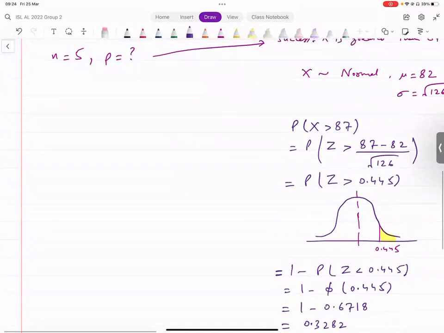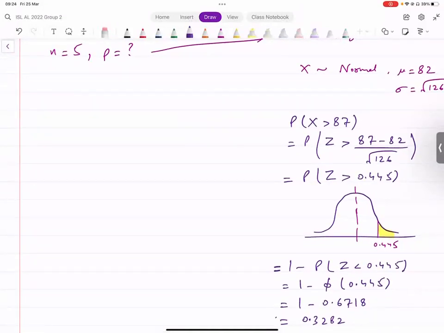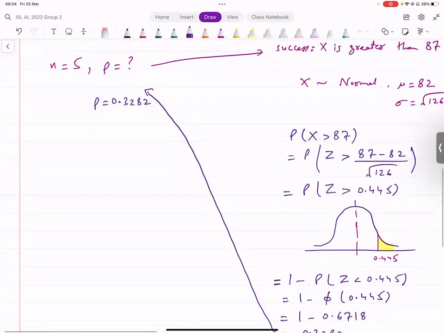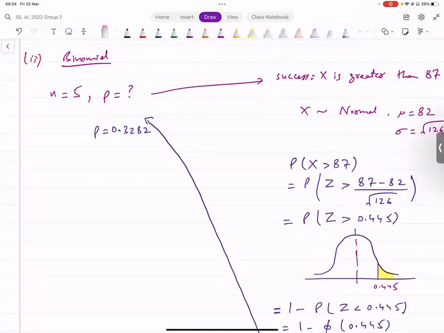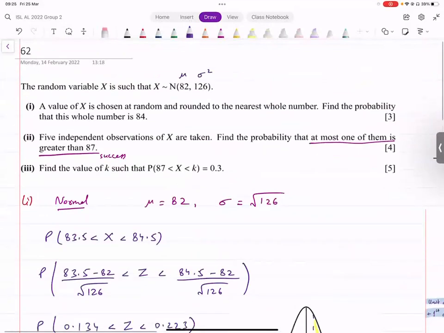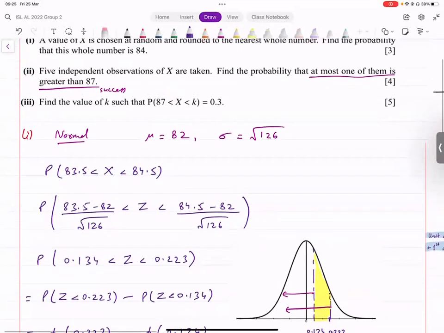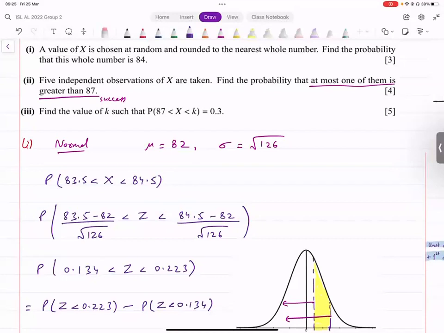Now this is our probability of success. ये आपके पास probability of success आई है, and that is 0.3282. ये इस binomial distribution की ये success की probability है. Clear है सबको ये? Okay. अब इस binomial के अंदर हमें क्या करना है? इस binomial के अंदर हमें ये probability find करनी है, at most one की probability find करनी है.